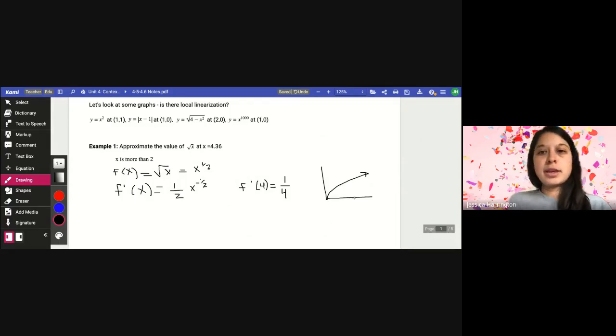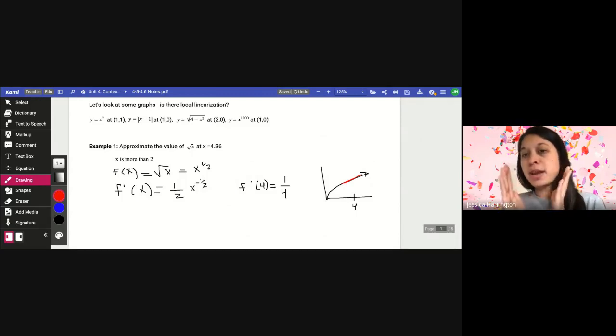So let's say here's 4. What we're going to do is approximate that this function is a line right here, because we've zoomed in so much that we're just taking that portion of the function where it's a line, and we're going to use that to figure out the value of the function at 4.36. So we're taking this tangent line and approximating it as the function at that point around 4.